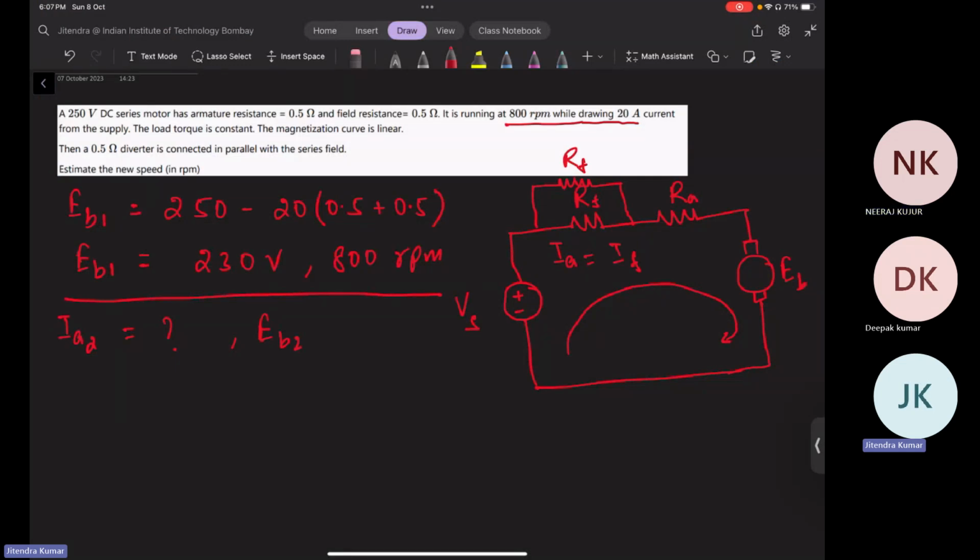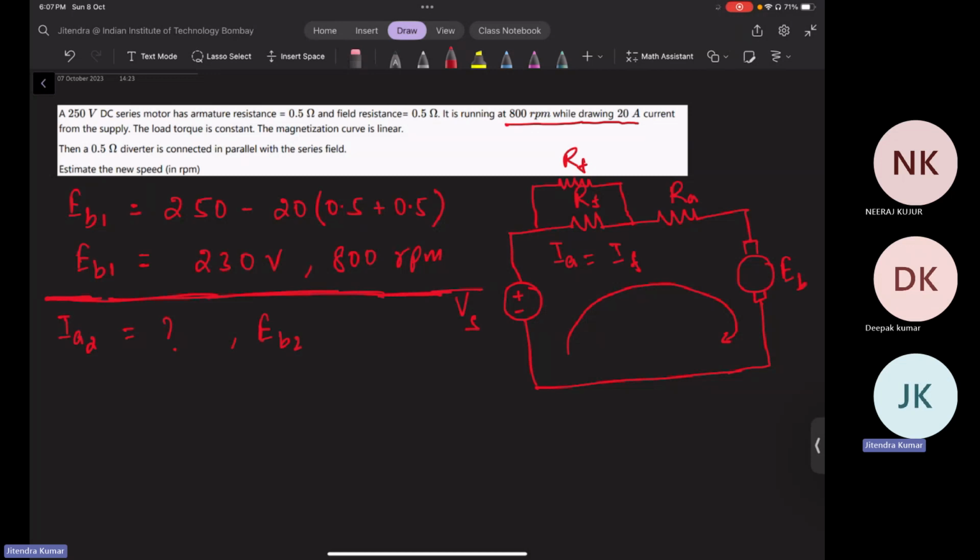Okay, okay. So could you please let me know from which point you lost me? Sir, when you were explaining the EB1 calculation, after that, when you started to write IA2, your voice was lost. After this line, right? Yes, sir.